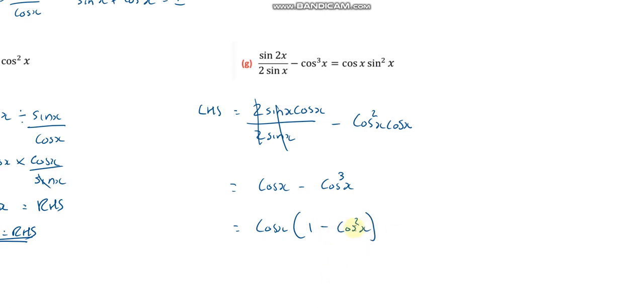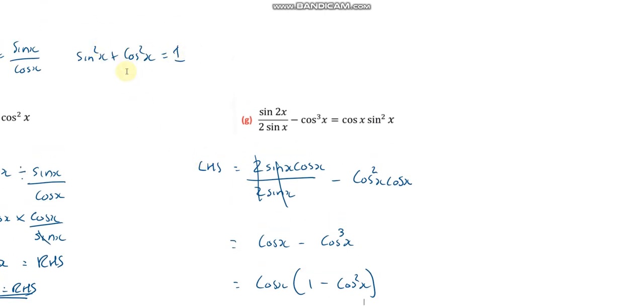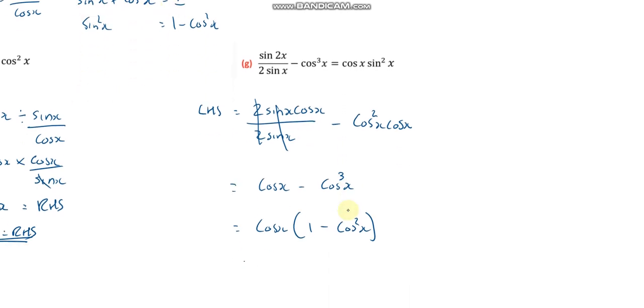And what is 1 take away cos squared x? Well, we said before, didn't we? So 1 take away cos squared x is sine squared x. So that's the same as cos x sine squared x, which is equal to the right hand side. So the left hand side equals the right hand side.